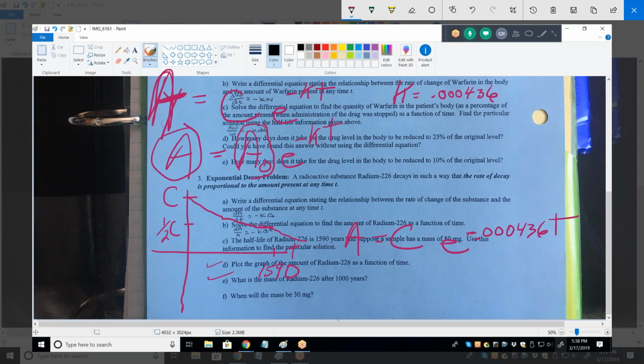Well, the fact that they didn't tell us what the starting mass was means it has to be that 80 milligrams, right? I don't think it could be anything else. Unless I just went back and reread the whole problem and they don't tell you any other starting mass. So this sample mass of 80 milligrams has to be the starting mass.